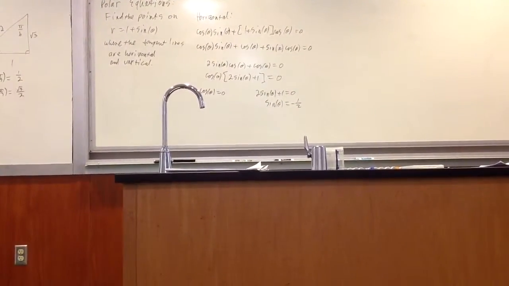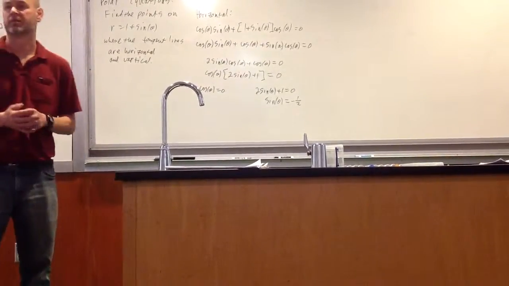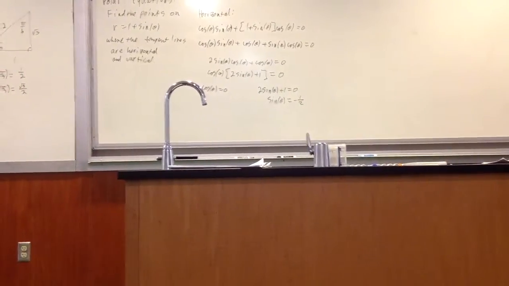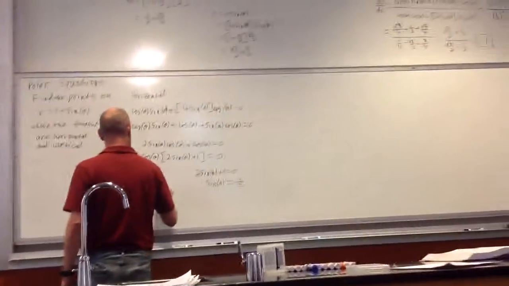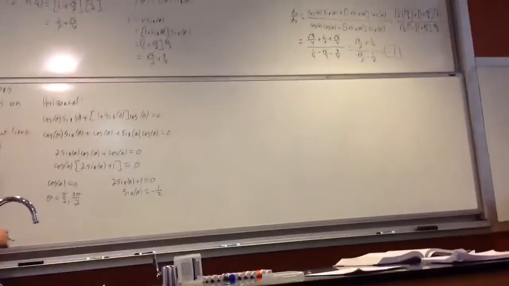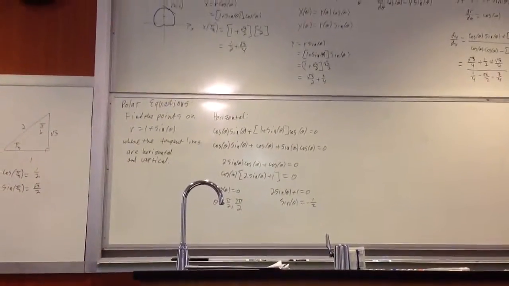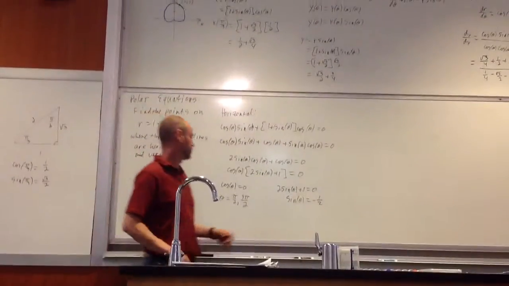You're my trig experts. Let's start here. Where's cosine going to be equal to 0? Notice we got a weird thing going on there. We'll handle that in a minute.